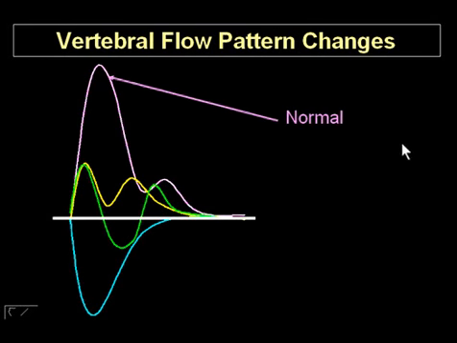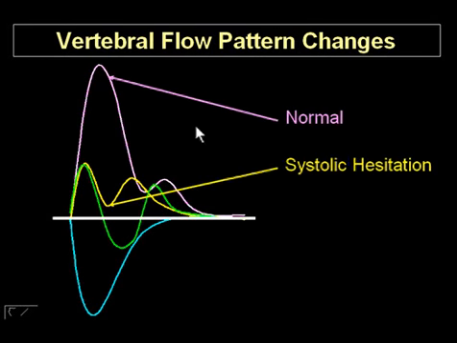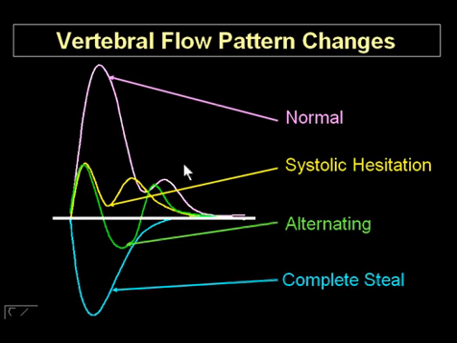Now, these patients can come in and demonstrate various vertebral artery flow pattern changes, usually consistent with the degree of disease within the subclavian artery, and in fact may have a normal waveform at rest or can yield systolic hesitation. They can sometimes present with an alternating waveform or may just come in with complete reversal when the stenosis within the subclavian is very severe.